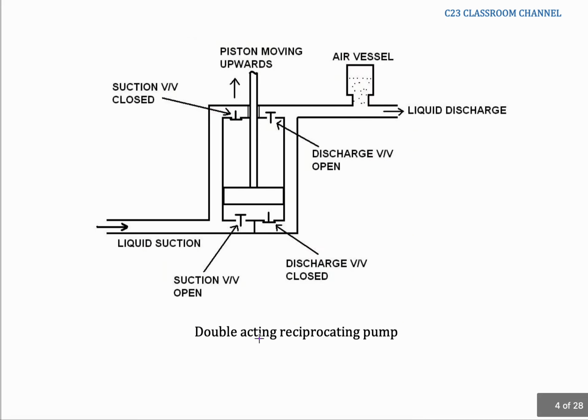And then this is an example of the mechanism for a double acting reciprocating pump. Double acting here means that in one motion of the piston there are two movements. For example, if this piston moves from bottom to top like this, liquid will be sucked into this chamber. At the same time, liquid in this chamber will be pushed towards the outlet.